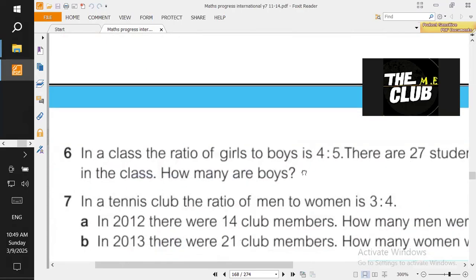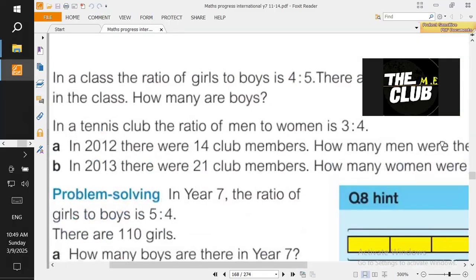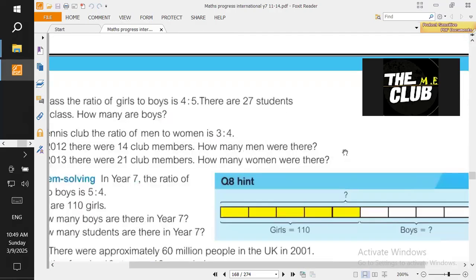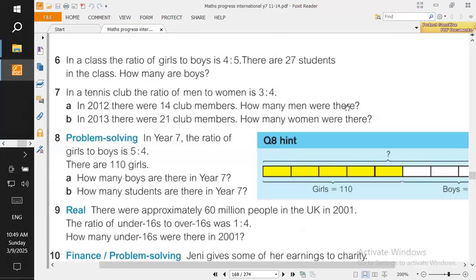In a class, let's answer this question. In a class, the ratio of girls to boys is 4 to 5. There are 27 students. It means the total number is 27. Find how many are the boys. The boys are the second ones, which are 5.